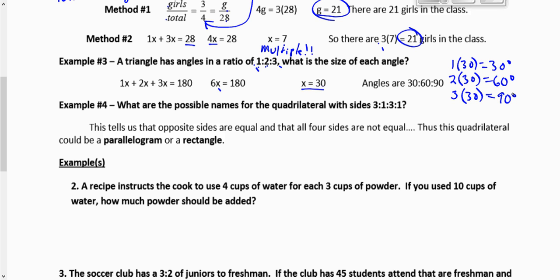So that'd be a right triangle. It would be, yes, sir. Absolutely right. 30, 60, 90 right triangle. We're going to study the heck out of that particular triangle pretty soon.